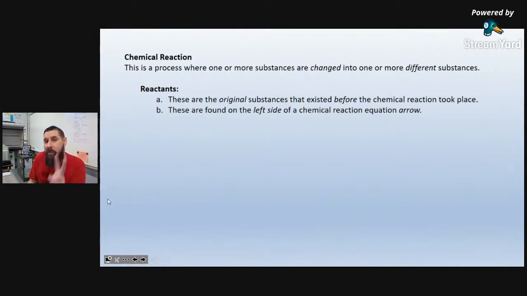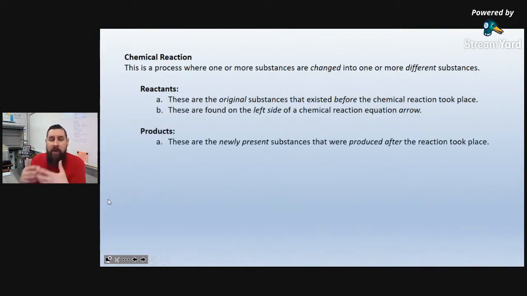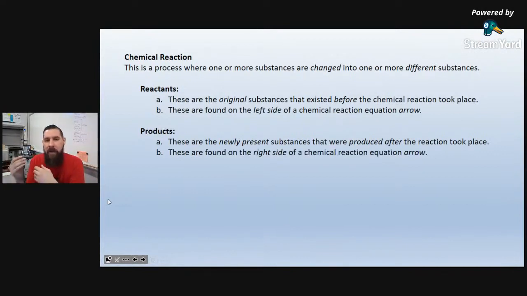The second component to a chemical reaction are your products. And your products, these are the newly formed compounds, the newly formed substances. It's what's produced after that chemical process has occurred. And for products, we're going to find these on the right-hand side of that chemical reaction equation arrow. So we've got the basics of a chemical reaction.